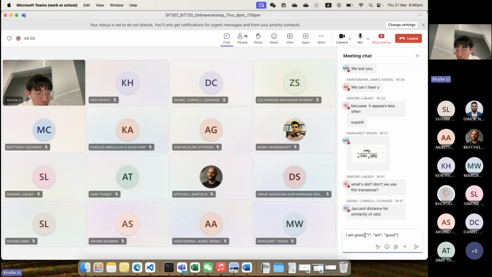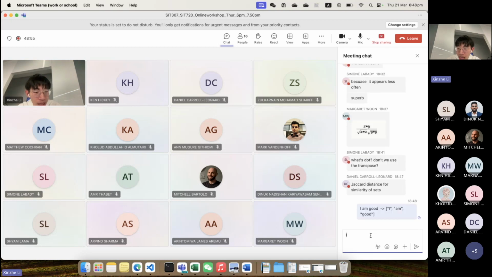I tokenize this into {I, am, good}. Now another tokenization is "I'm bad." So here I just copy paste this. Oh, I shouldn't use this curly bracket. Actually, I should use this. Oh, I shouldn't use square bracket. I should use curly bracket. Anyone know what's the difference between curly bracket and square bracket in Python?